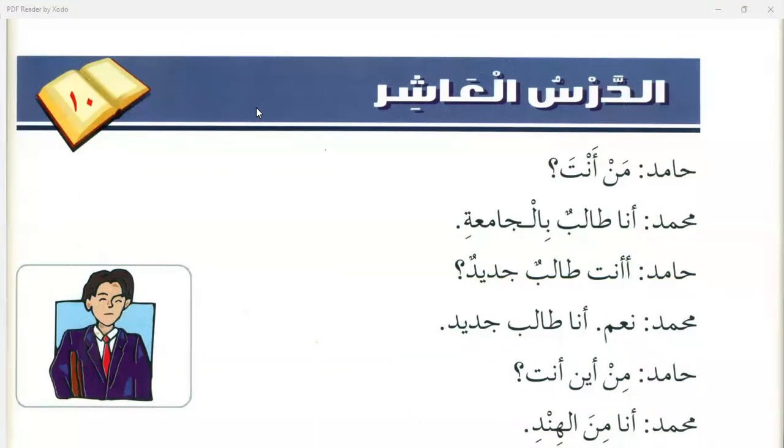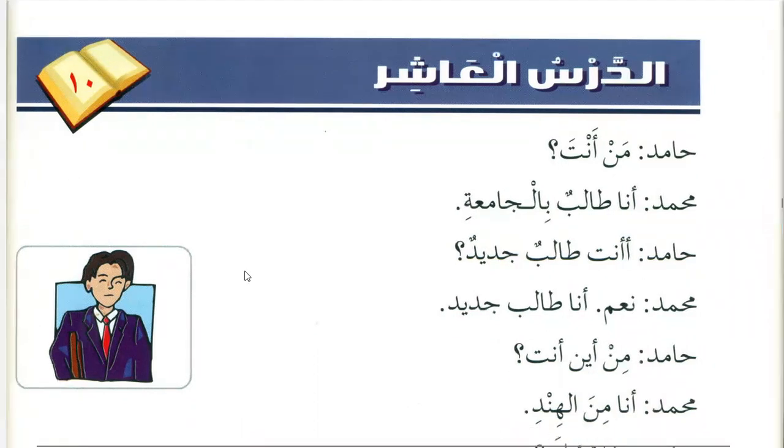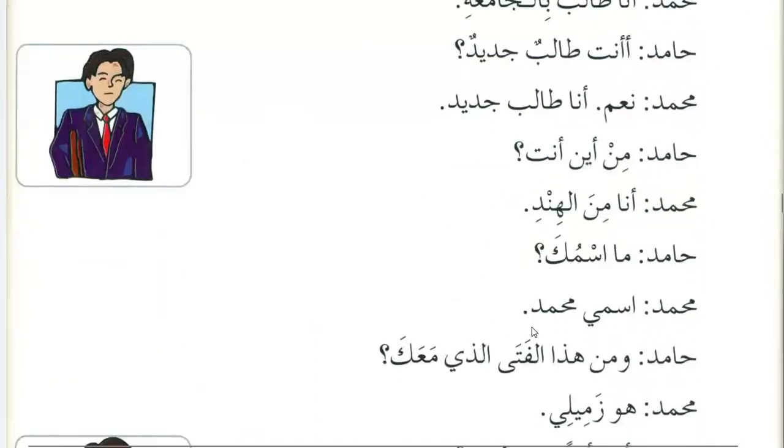Hamid: Man anta? Who are you? Muhammad: Ana talibun bil jamia. I am a student in university. Hamid: A anta talibun jadid? Are you a new student? Muhammad: Naam, ana talibun jadid. Yes, I am a new student. Hamid: Min aina anta? Where are you from? Muhammad: Ana min al-Hind. I am from India. Hamid: Masmuka? What is your name? Muhammad: Ismi Muhammad. My name is Muhammad.